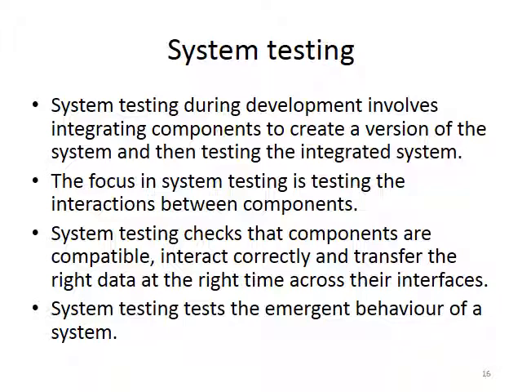System testing checks that components are compatible. Many times there can be several groups working on different components. There is a possibility that one is working on one particular version of a software, another on another version. That should not create any problem. They should interact correctly as well as transfer the right data at the right time, because response time is very critical. If one part is transferring data very slowly, another very quickly, then it can create problems. So system testing tests the emergent behavior of a system. It is very critical and important.